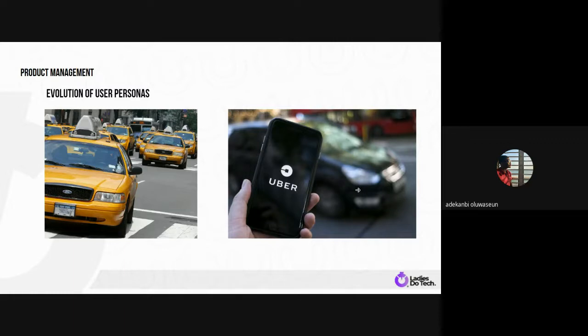Now, let's break it down. Why did Uber succeed? Why is Taxify succeeding till today? First of all, we have to remember that everybody now has access to a mobile device, a smartphone.